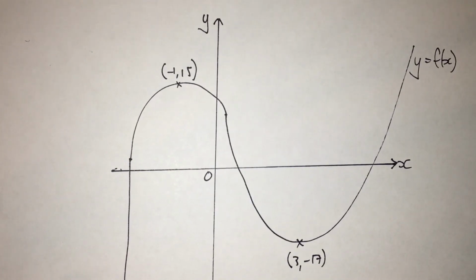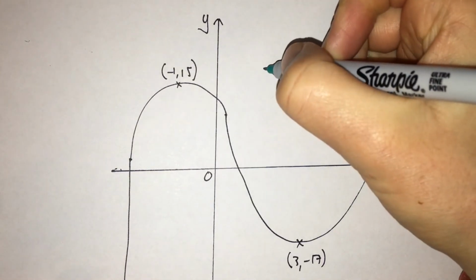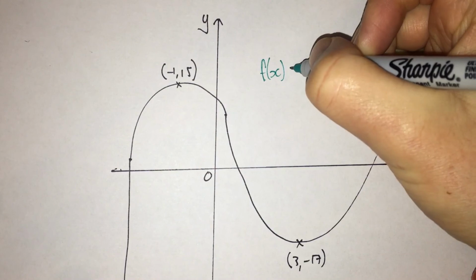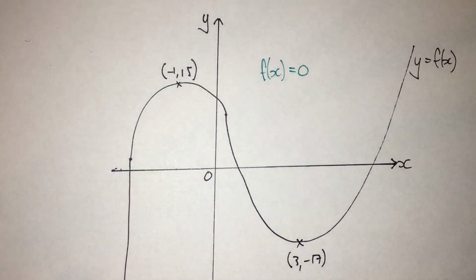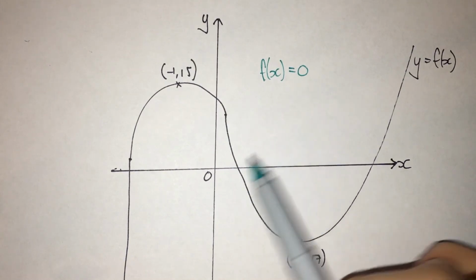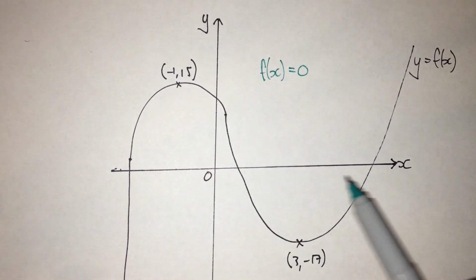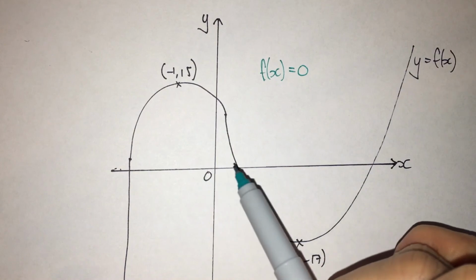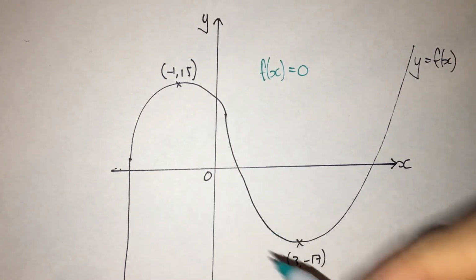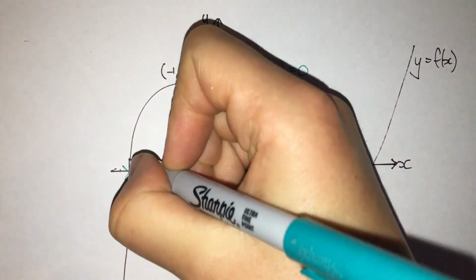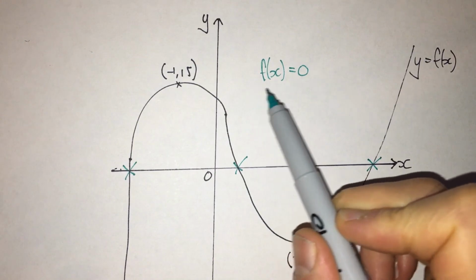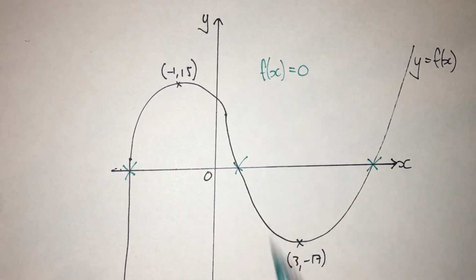Now you might get asked one further question, that is, determine the number of roots of the equation f of x equals 0. Well, f of x equals 0 is to try and solve the equation when y equals 0. That is, how many times does the graph intersect or cross or touch the x-axis. So here we've got 1, 2, 3 roots. So there are 3 roots to this equation.